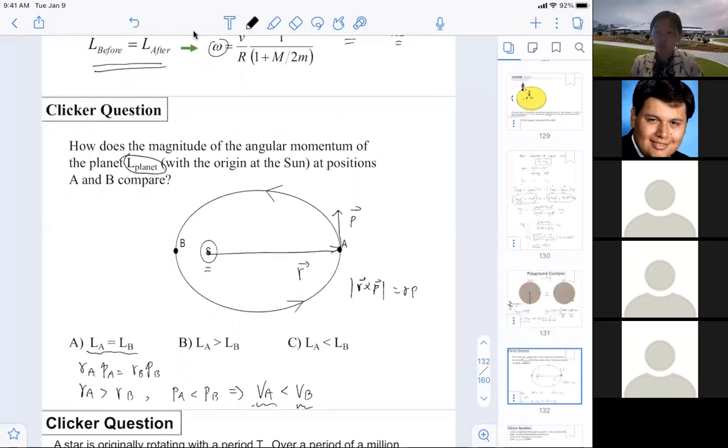And yes, in fact, we do. The Earth moves faster when it's closer to the sun. The Earth moves slower when it's further away from the sun, because our orbit is not a perfect circle. This is an ellipse.